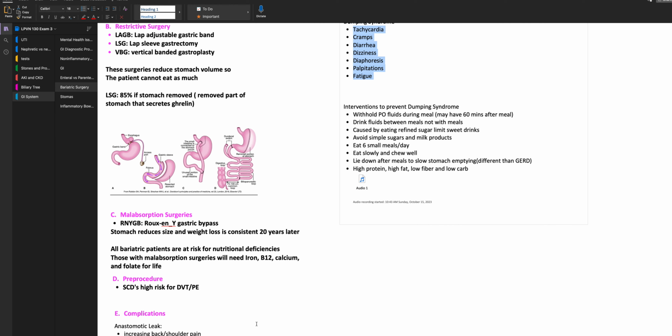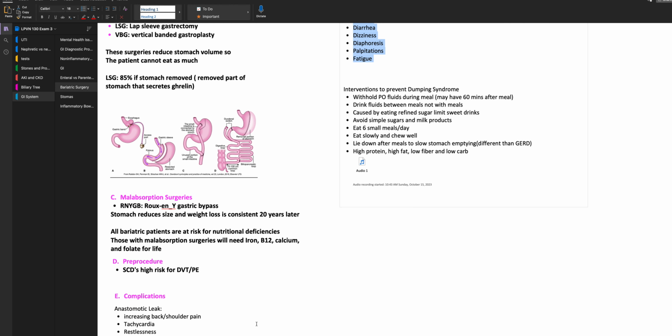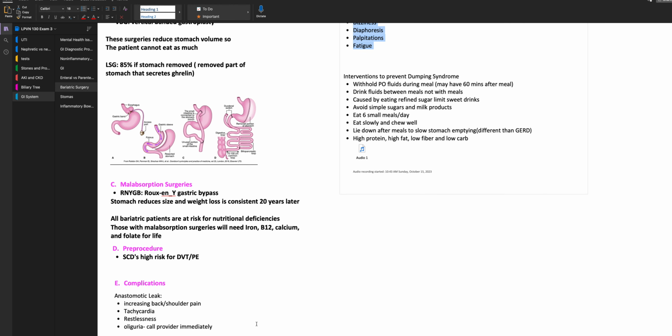So they're going to be high risk. The complication that you may see after surgery that you need to look out for is an anastomotic leak. That means that the bowel is leaking. Patients can die from this, so you have to recognize this early.